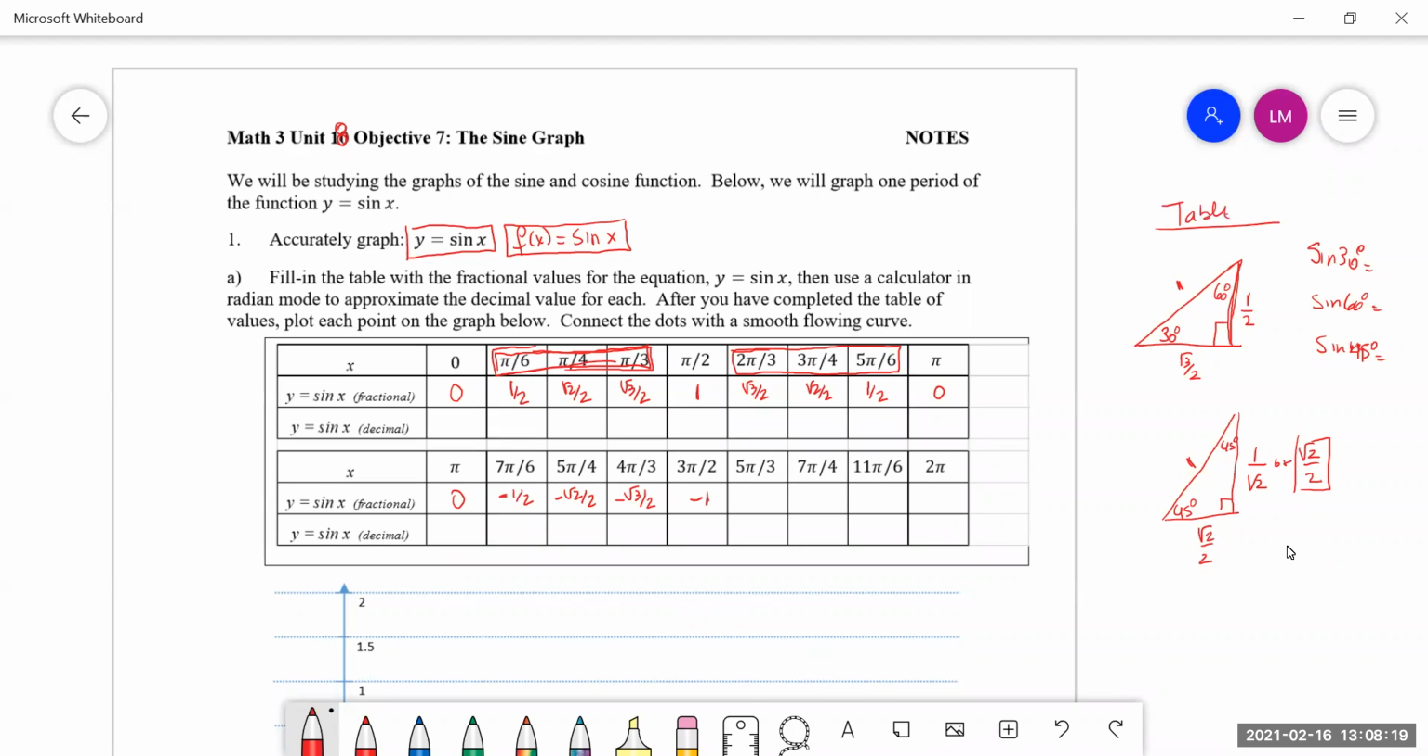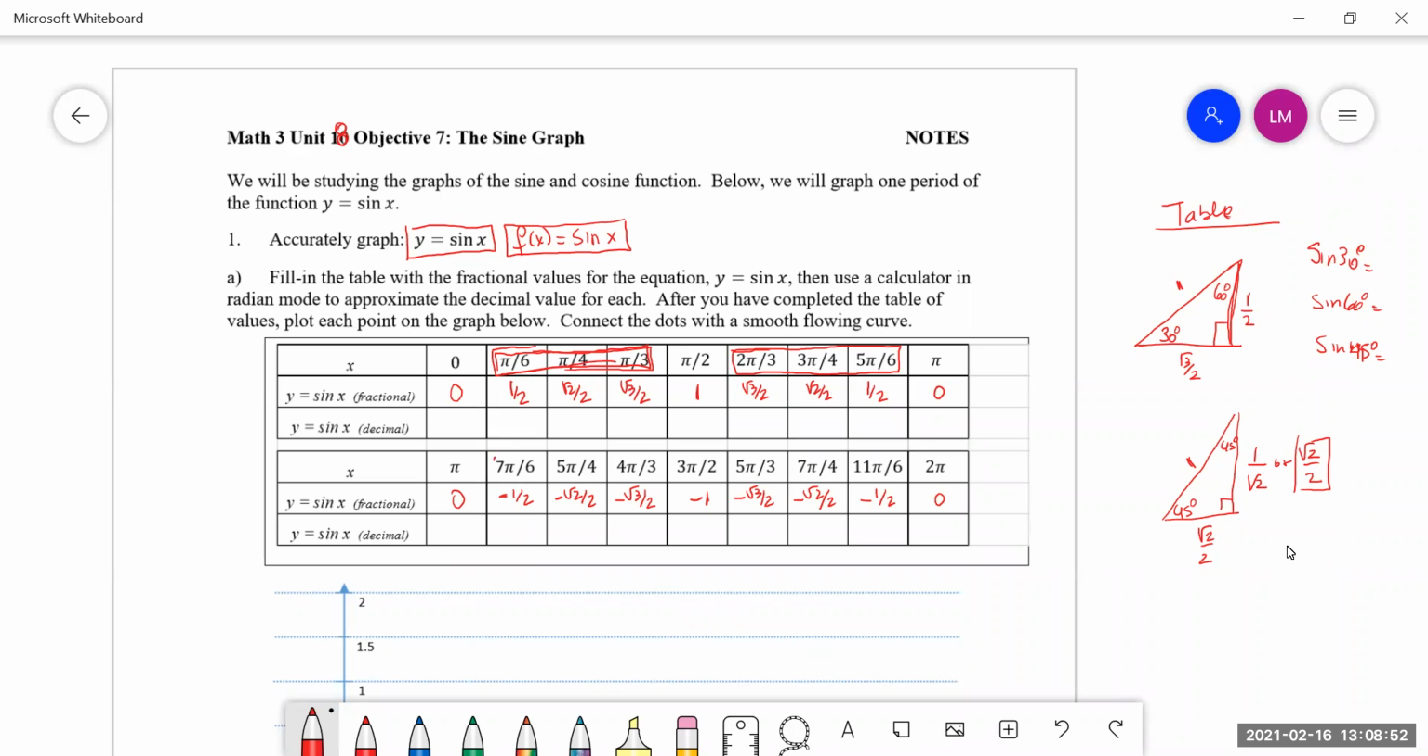Little table that I created, I can look at them faster, okay? The sine of 5 pi over 3 is negative root 3 over 2. The sine of 7 pi over 4 is negative root 2 over 2. And the sine of 11 pi over 6 is negative 1/2. And the sine of 2 pi is 0. Okay, that's how I know them so fast: either I look at the unit circle, I personally know them memorized, or you can look at a table.